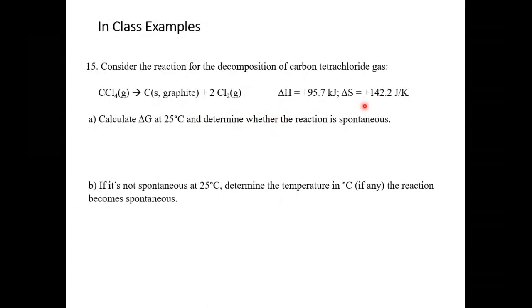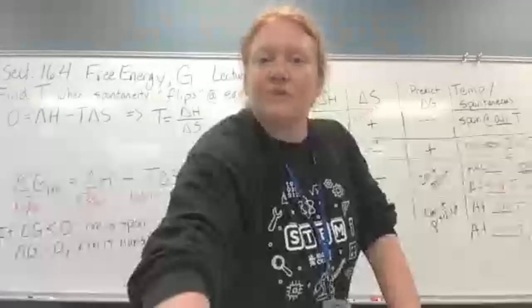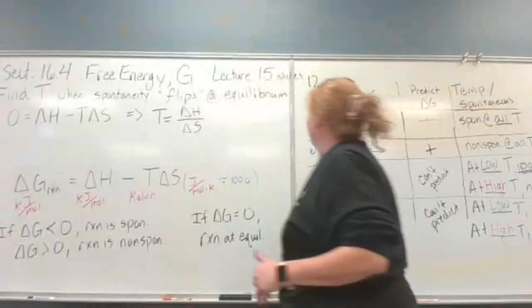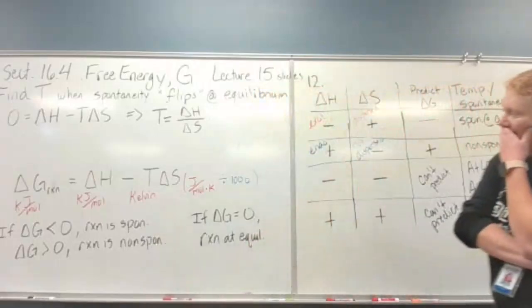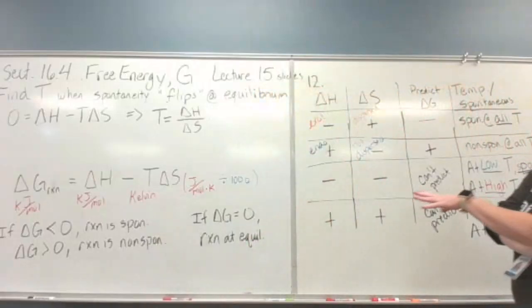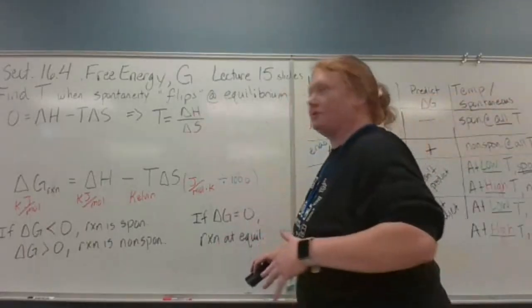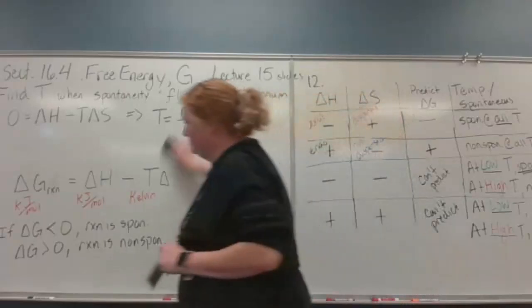Guys, you have delta H, you have delta S, and you have temperature in Kelvin, 298. You guys can solve for delta G right now. Do the math. Solve for delta G. What can I erase? I don't want to erase the chart yet. I guess I'll erase this. And we'll put the work up here.